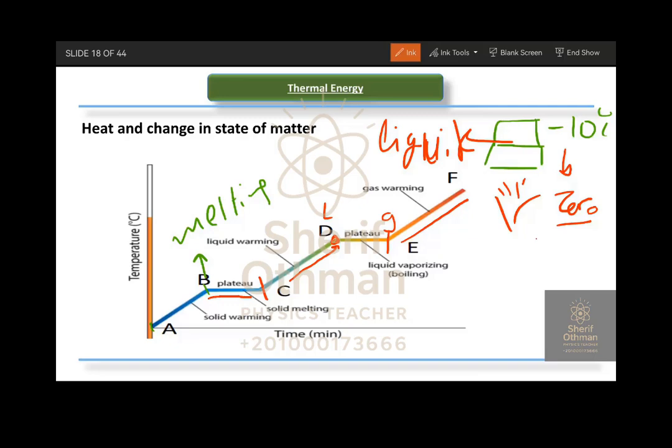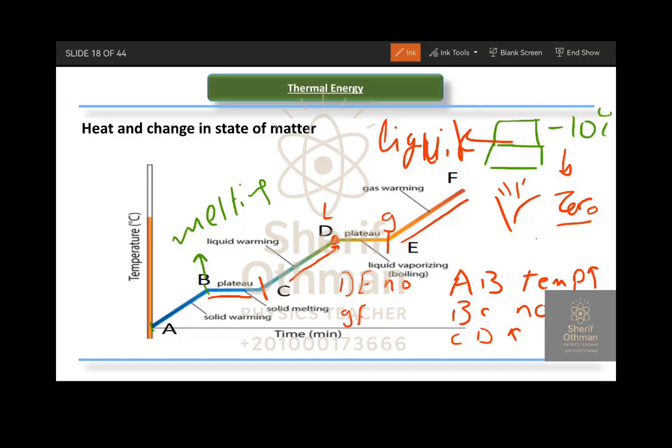So, on the graph, from A to B, the temperature increases. From B to C, no change. From C to D, it changes again. From D to E, no change. From E to F, there's a change again.